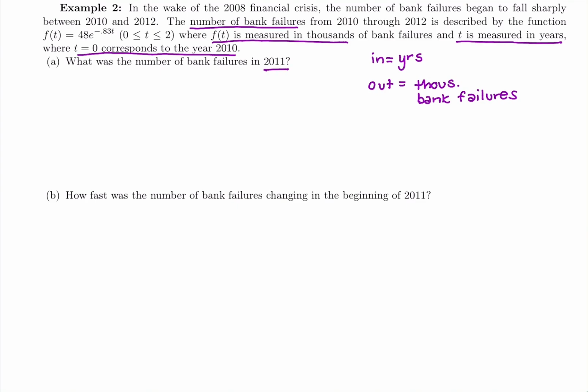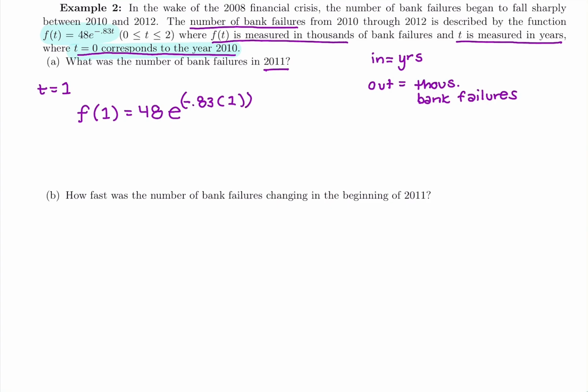We want to keep in mind that t equals 0 corresponds to 2010. So what t value is 2011? It's just 1 year later. So we're going to do f of 1, which will be 48 e to the negative 0.83 times 1. I'm replacing the t in this function here for f of t. In some calculators, you might need that whole exponent in parentheses in order for it to come out correctly.